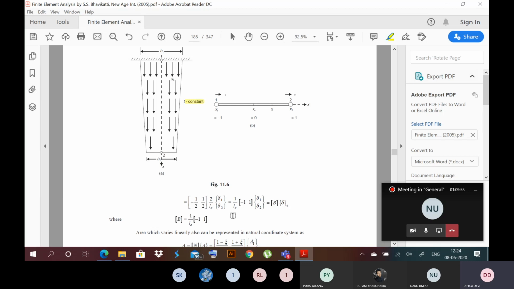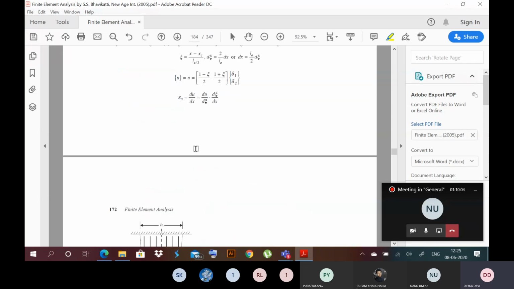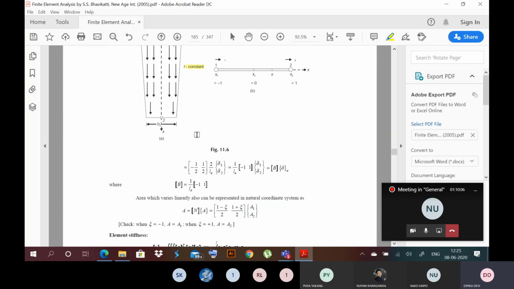So here the B matrix is the same, we know. What is written here? B is equal to this. This is strain: epsilon x is equal to B into delta. This derivation is not needed always, you already know that. Now the area, which varies linearly, can also be represented in natural coordinate system as area at any point A is equal to N into A. That means A will be equal to N1 into A1 plus N2 into A2.